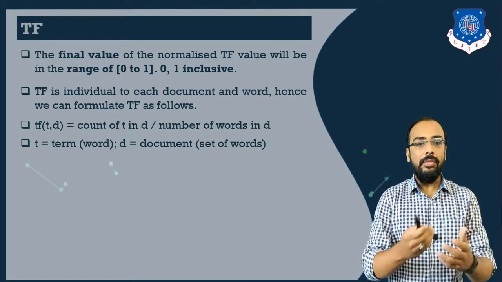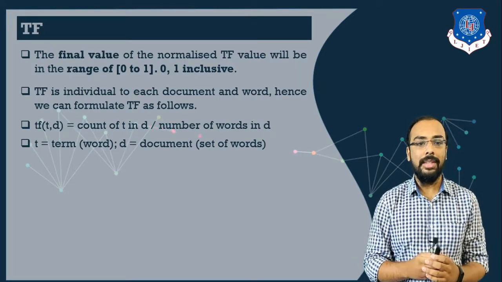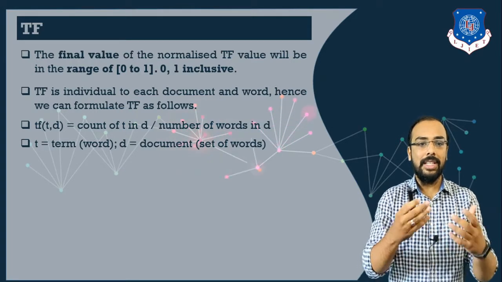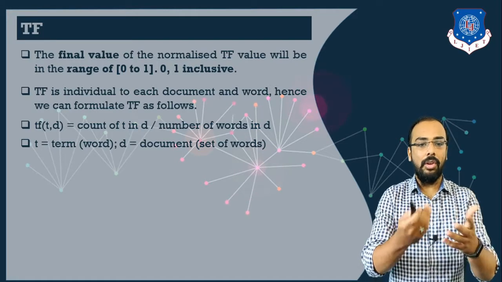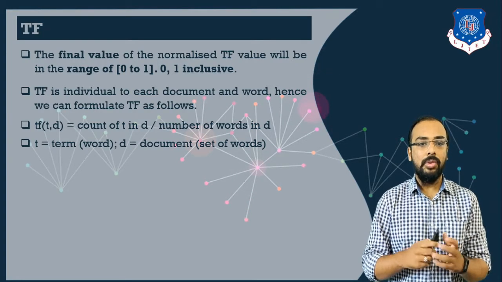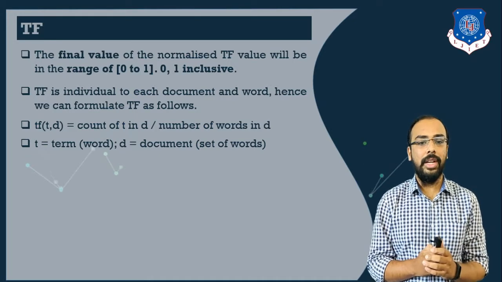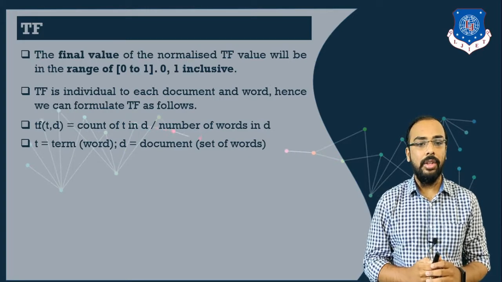Now the term frequency is individual for individual documents as well as for words. That means if I consider a different document, its TF will be different, and whenever I consider a different word, its TF will also be different. So how can we calculate TF? Whenever we want to calculate TF, there is a formula, which you can see here. So what is the formula?